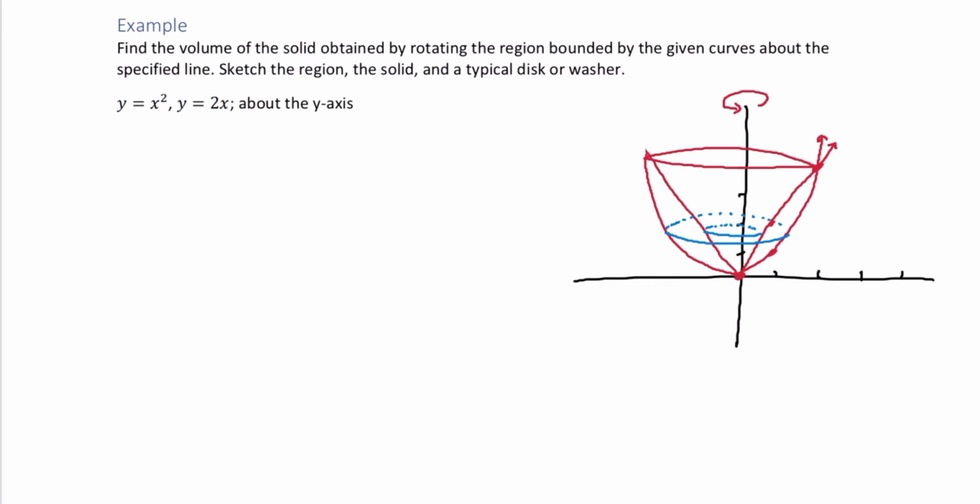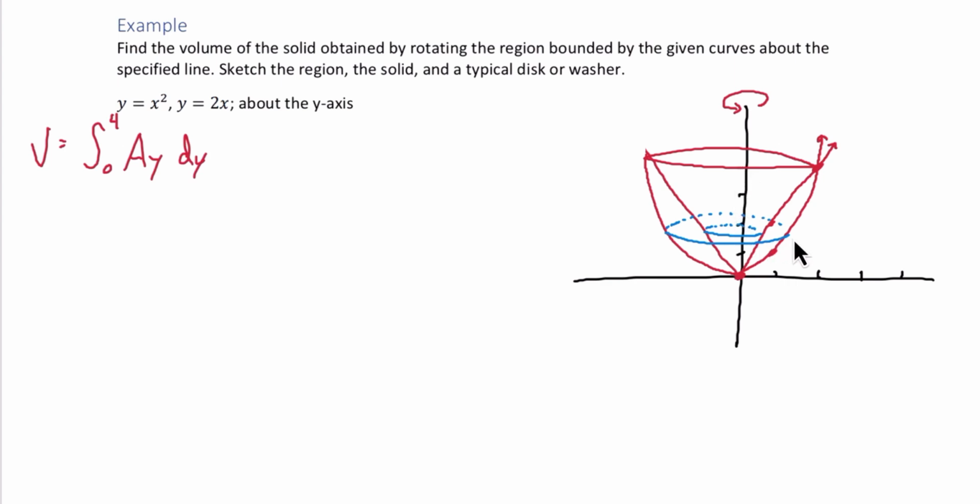To set up the volume, we're going to take the integral from 0 to 4, looking at the y direction, and then the area times dy. Now notice this time we're not dealing with a disk, we're dealing with a washer.